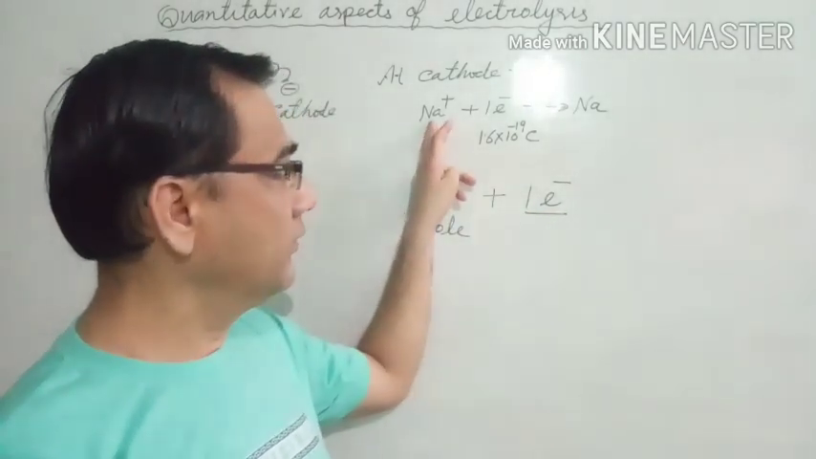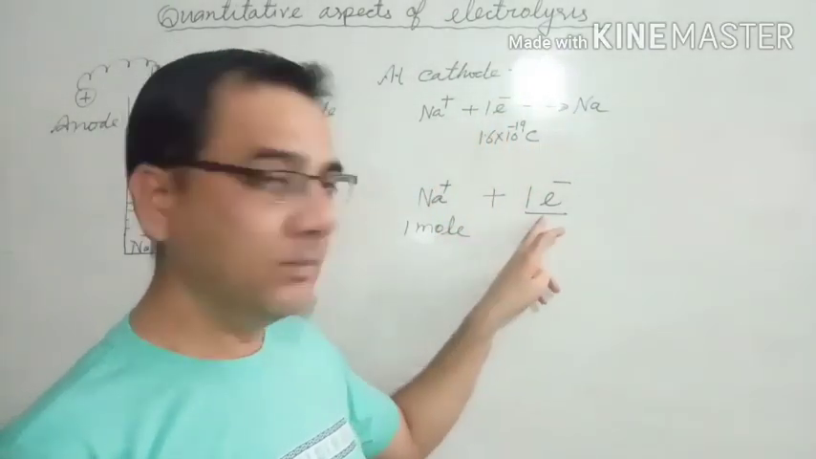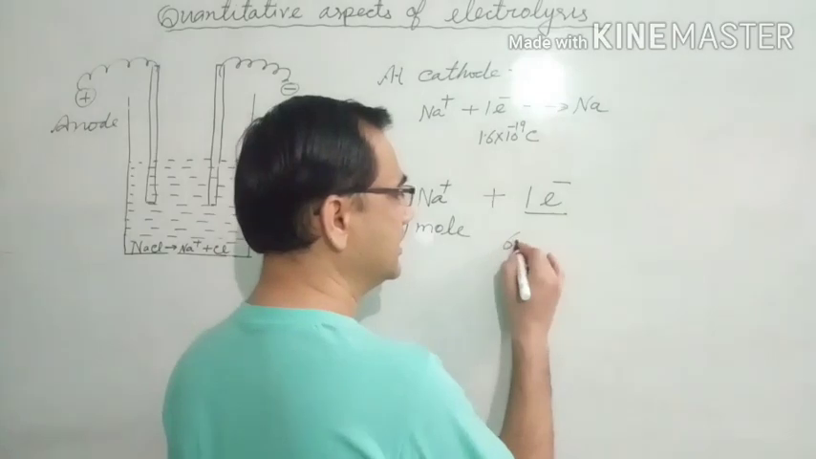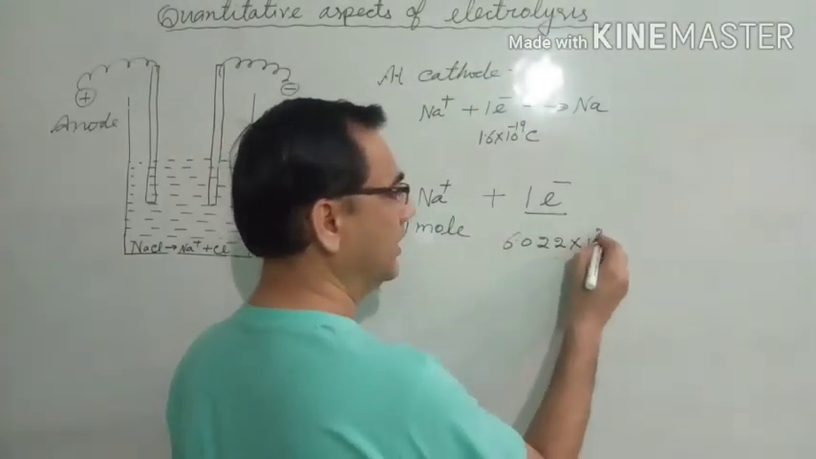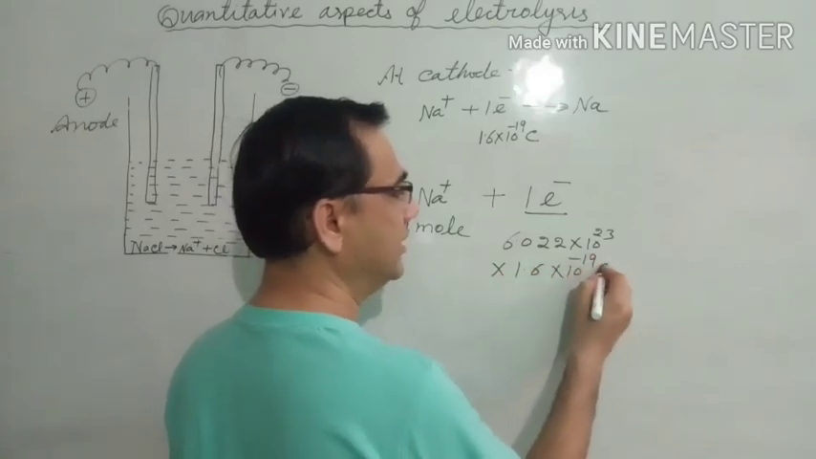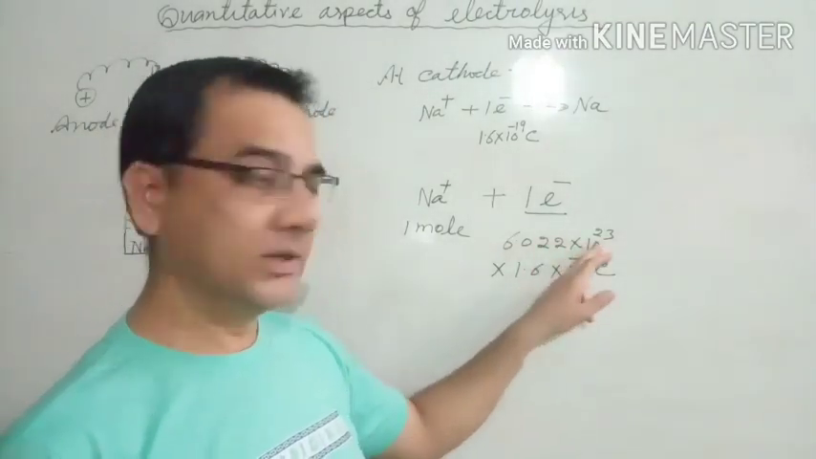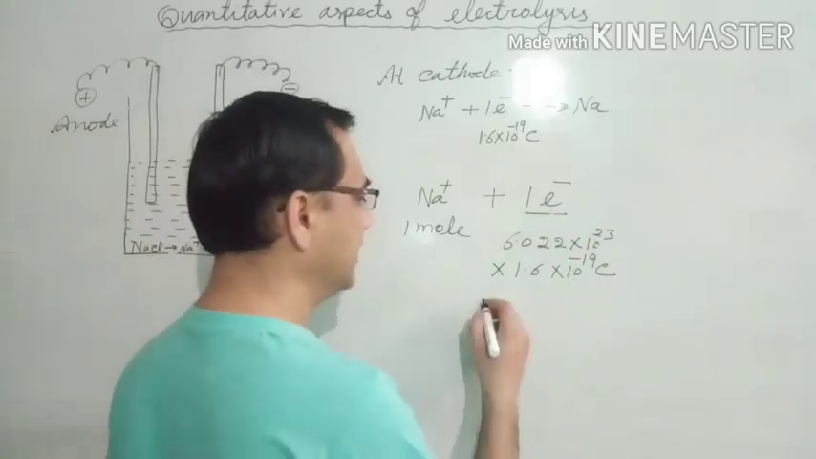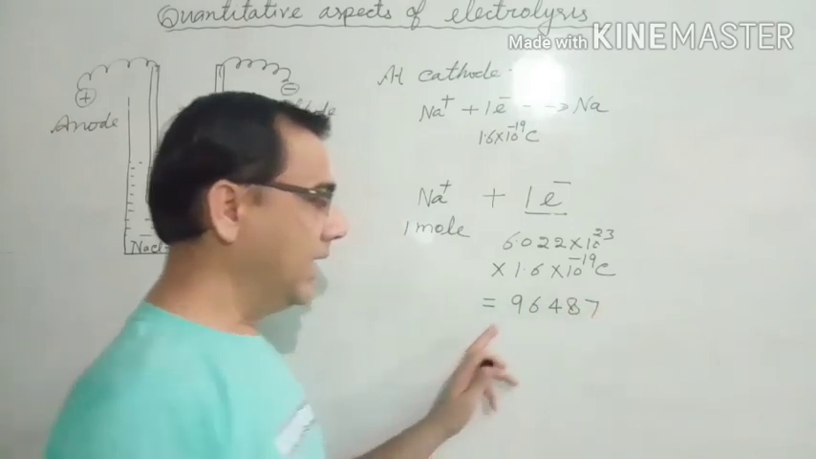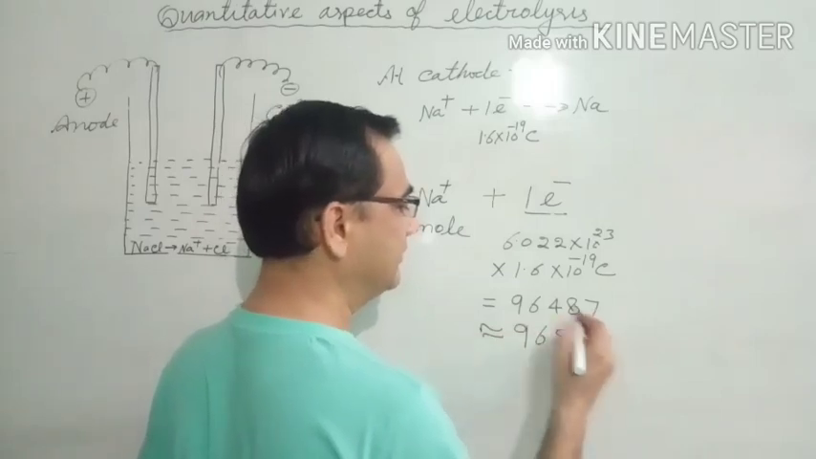When 1 Na plus ion moves, it gains 1 electron. Now when 1 mole of Na plus ions move towards the cathode, they gain 1 mole of electrons. And how much is the charge of 1 mole of electrons? That is 6.022 into 10 to the power 23 multiplied by 1.6 into 10 to the power minus 19 coulomb of negative charge. This is the charge of 1 electron, and these are the number of electrons. When we multiply this, we get 96487, almost equal to 96,500.